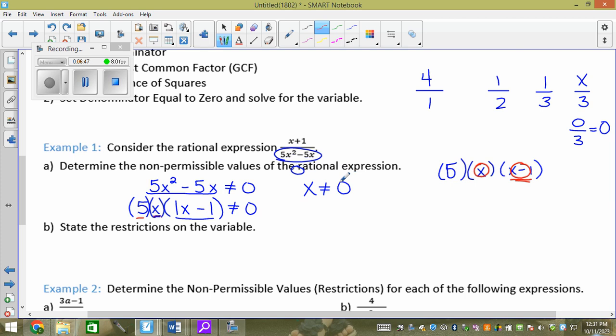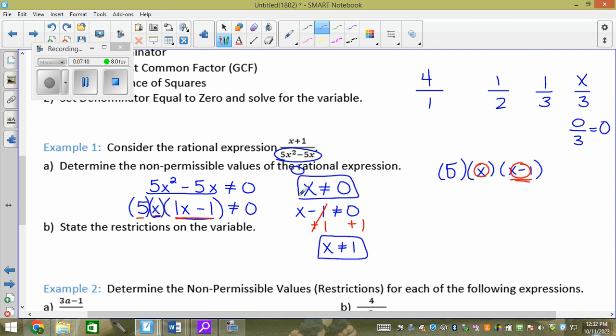Then I take the next bracket and I say, okay, well, this bracket can't equal 0. So x minus 1 can't equal 0. How do I get x by itself? Add 1. So I get x can't equal 1. Done. Those are my two non-permissible values.